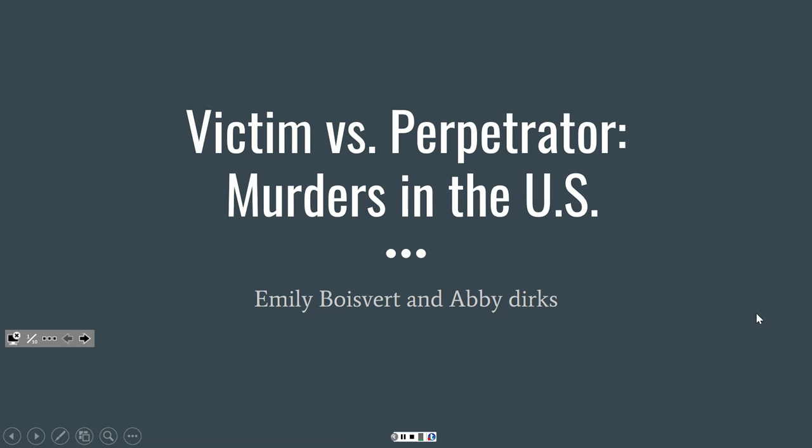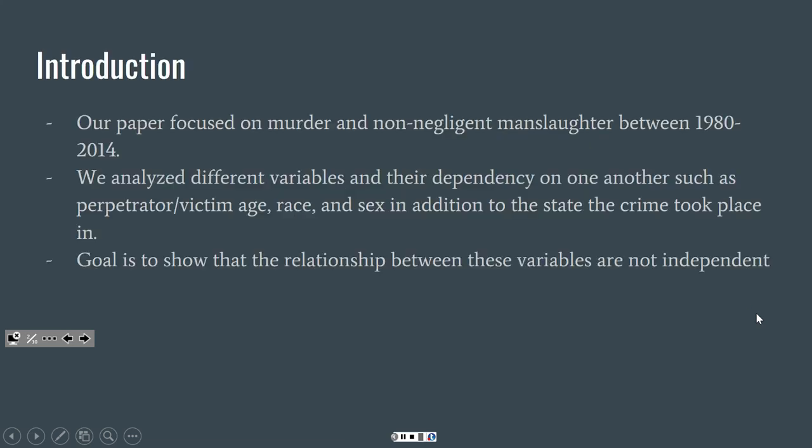Alright, so we did something completely different, and we decided to look at a data set on victim versus perpetrator murders in the US. Our paper focused on murders and non-negligent manslaughter between the years 1980 and 2014, and we analyzed different variables between the victim versus perpetrator, being age, sex, race, and then we also looked at the relationship between the two. Like for example, if they're boyfriend girlfriend, if it was a stranger, if it was unknown, and we also looked at the state that the murder took place in. And the goal was to show that there was a relationship between some of these variables.